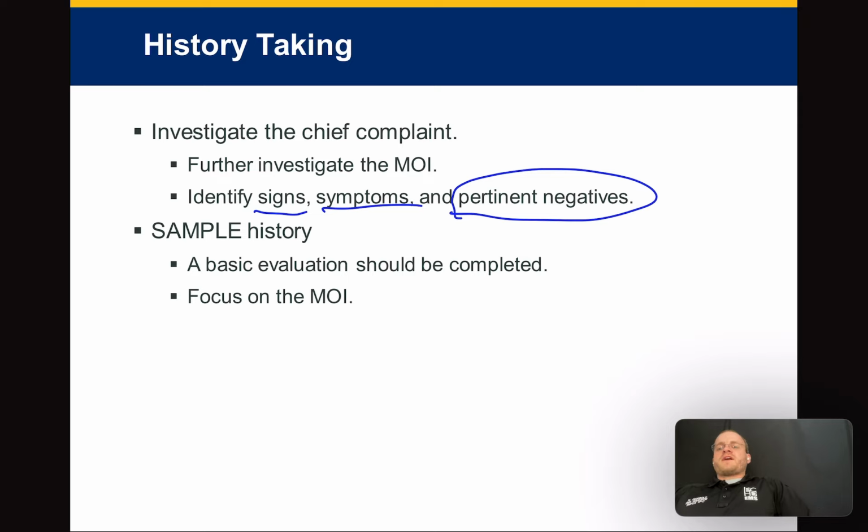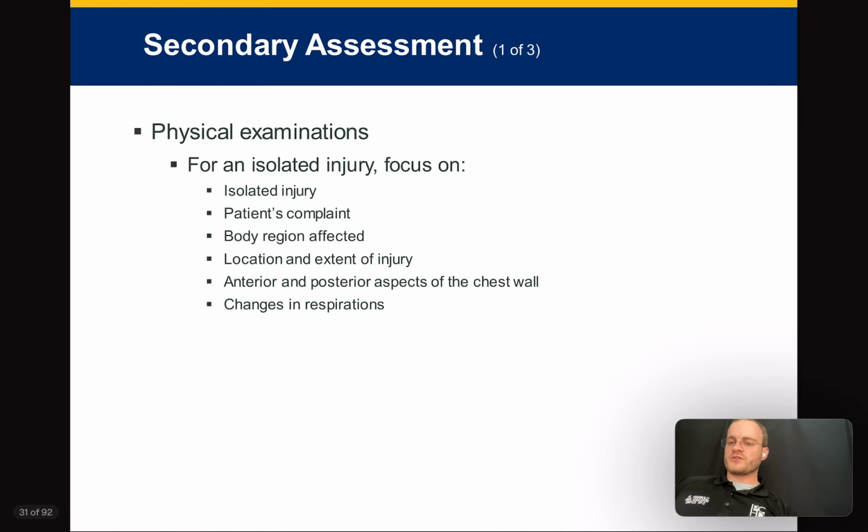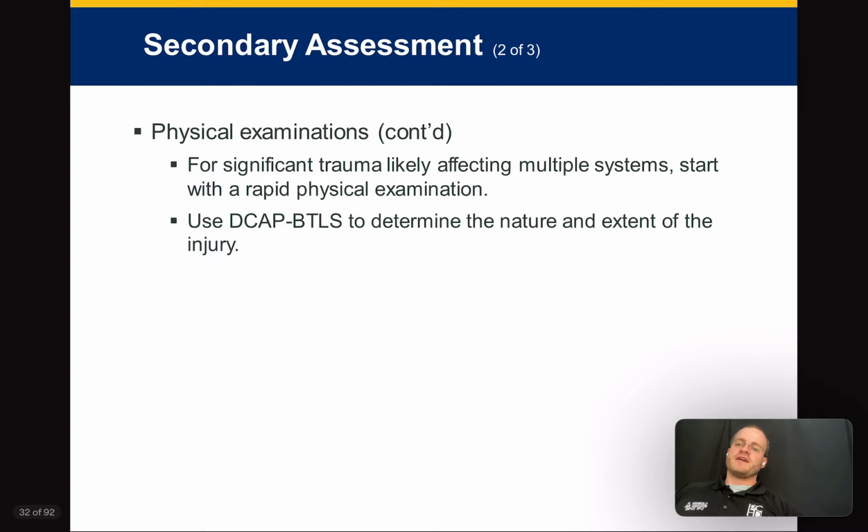And so the basic evaluation should be completed, and we would focus on the MOI, the mechanism of injury. For an isolated injury, focus on the patient's complaint, the body region affected, the location, extent of the injury, the anterior and posterior aspects of the chest wall, and changes in respiration. Again, these are dynamic patients. They change quickly. For significant trauma, multi-system trauma, likely affecting multiple systems, start with a rapid physical exam, and then we would use DCAP-BTLS: deformities, contusions, abrasions, punctures, burns, tenderness, laceration, and swelling to determine the nature and extent of the injury.